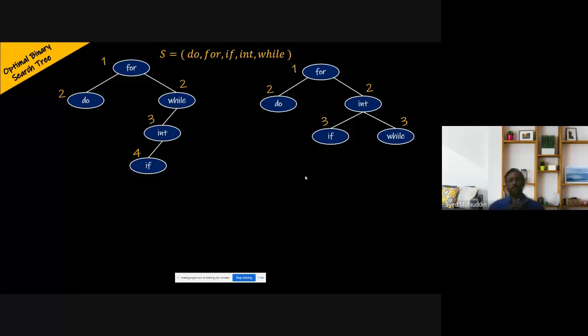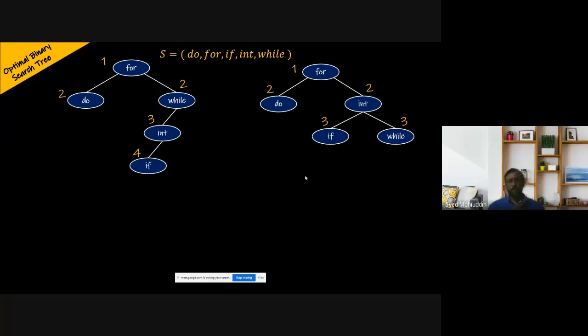But here in this case, do occurs in the dictionary before for, and if occurs after for. So that is how we can compare these elements and create a binary search tree. The order of the elements is nothing but the dictionary order, to determine which one is greater than or less than its parent.